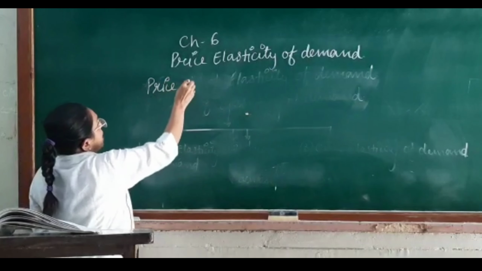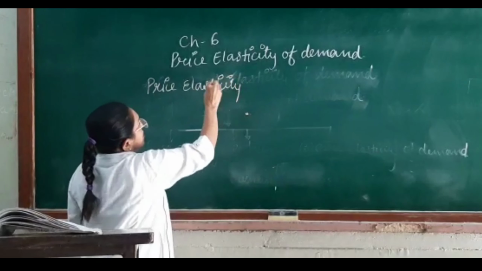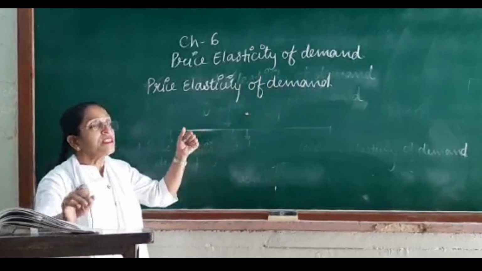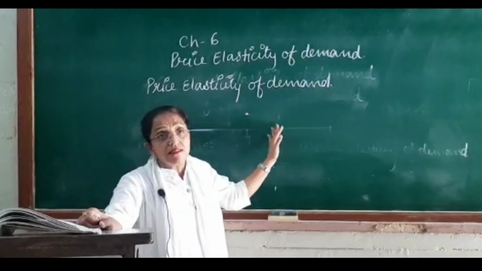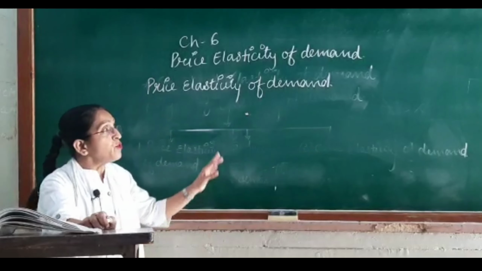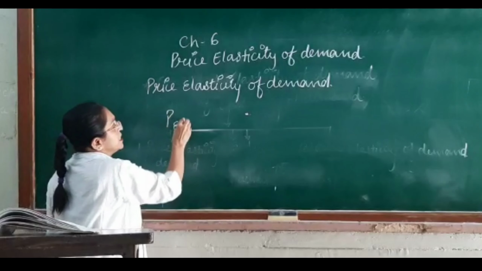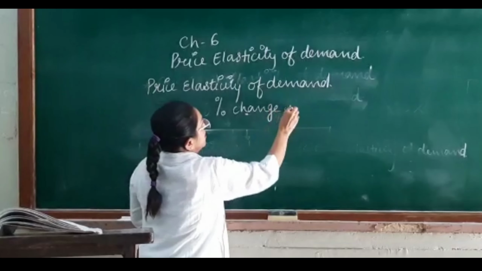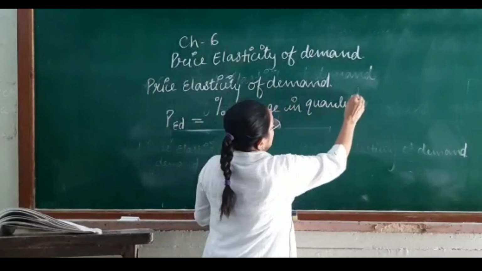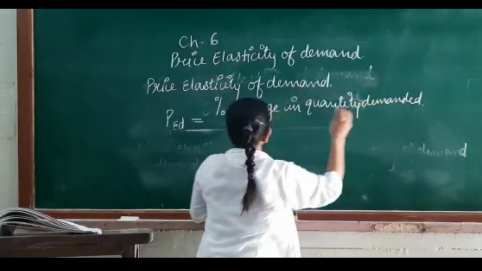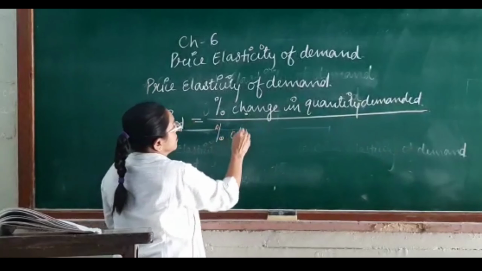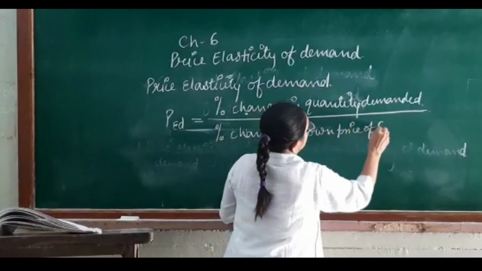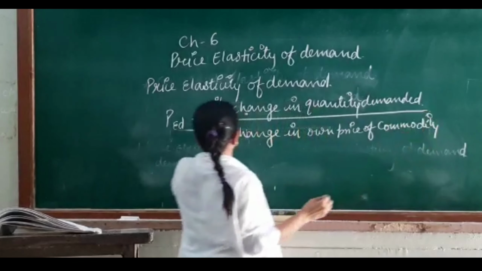Now the price elasticity of demand. What is price elasticity of demand? Price elasticity of demand is the ratio between percentage change in quantity demanded due to percentage change in own price of commodity. PED, this is the symbol that we use for the price elasticity of demand. PED equals percentage change in quantity demanded upon percentage change in own price of commodity. That is price elasticity of demand.